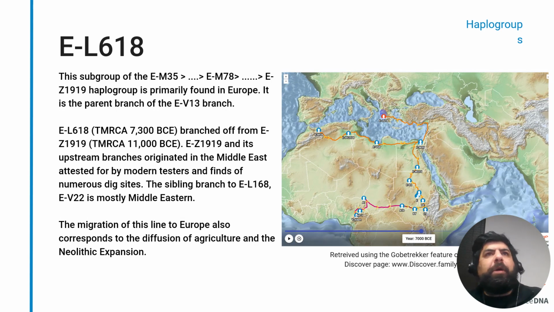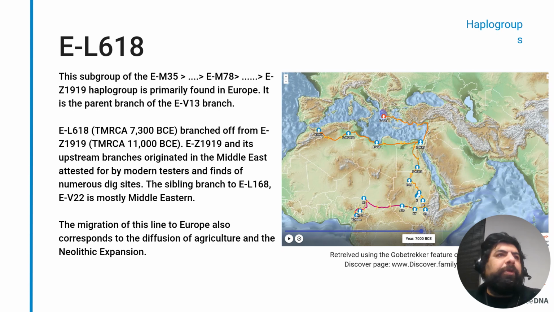Another one, which is famous for us genealogists, is the EM35 haplogroup, and it is estimated to have also diffused to Europe from the Middle East during the Neolithic expansion. It's also associated with the time frame when agriculture spread to Europe. If you take a look at the sibling branches of this branch and the upstream branches of this branch, all modern testers here are from the Middle East, or I would say 90% of them, according to my knowledge.